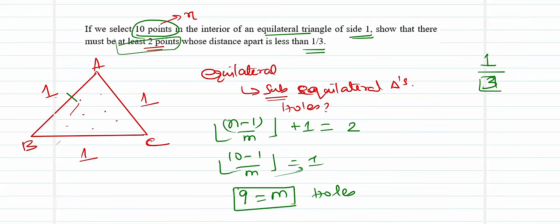So what I do is I subdivide this distance into 3 equal parts, 1, 2, 3, so that each part will be 1 by 3, 1 by 3, 1 by 3. Again this side also I divide into 3 equal parts. So this is going to be 1 by 3, 1 by 3, 1 by 3. Here also I am going to subdivide it into 3 equal parts. So this is 1 by 3, 1 by 3, 1 by 3.